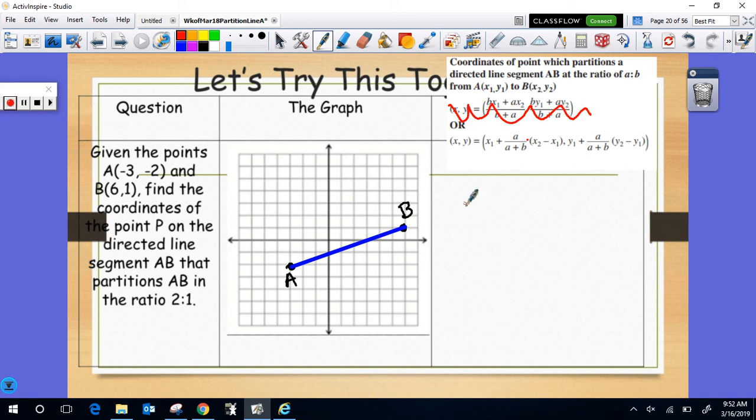What it tells you to do in this second formula is take the x1 and add it to A and B. Well, let's get all our pieces. Let's call this x1, y1. And we're going to call this x2, y2, and then we're going to get our ratio, which is 2 to 1. We're going to call this A, and we're going to call this B. Okay?